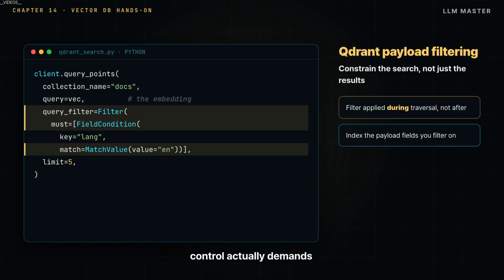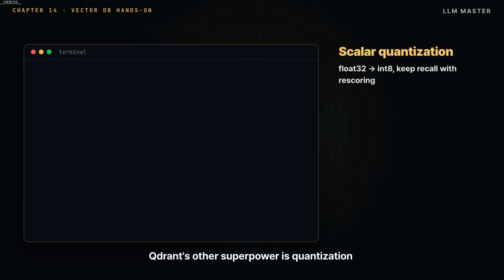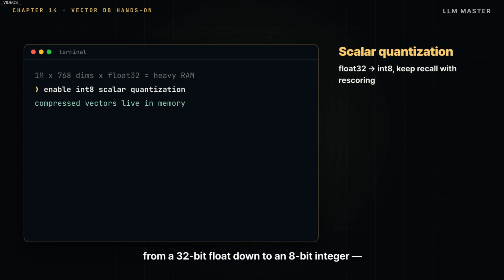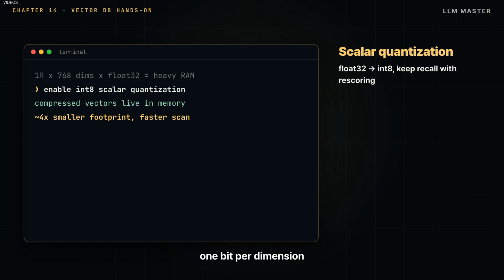Qdrant's other superpower is quantization, and it matters the moment your collection stops fitting comfortably in RAM. 1,000,000 vectors at 768 dimensions in float32 is a lot of memory, and memory is what keeps HNSW fast. Scalar quantization compresses each dimension from a 32-bit float down to an 8-bit integer, roughly 4 times smaller, while binary quantization goes further, 1 bit per dimension, up to 32 times smaller.